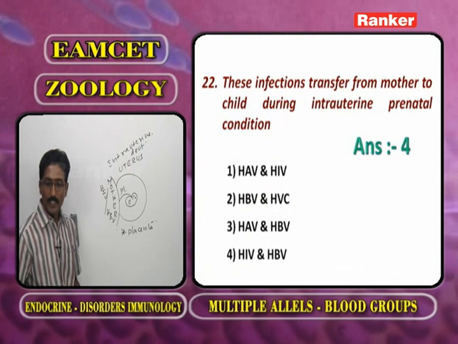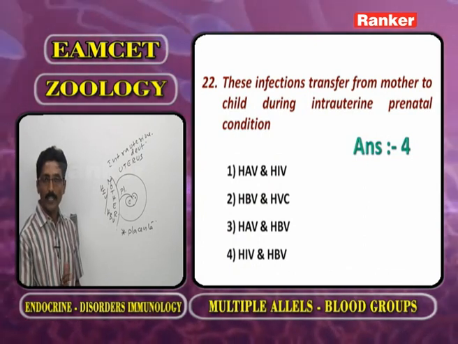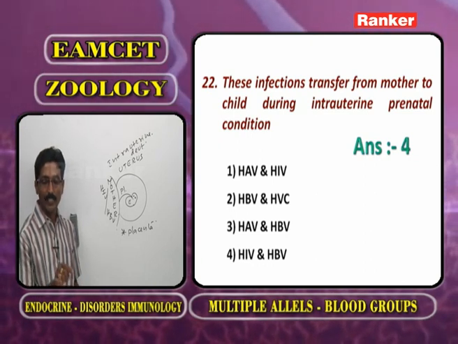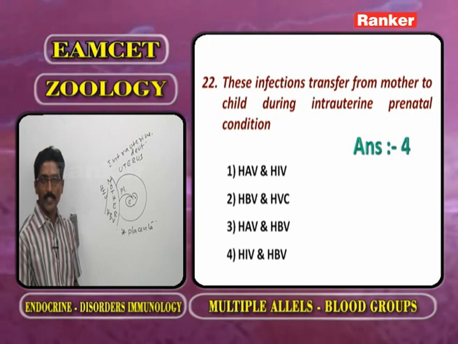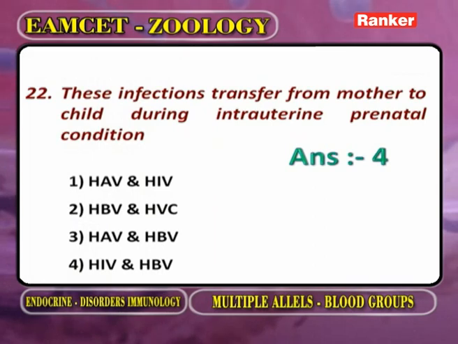Now here, these infections transfer from mother to the child during intrauterine parental condition. That is, one is the HIV virus and the second one is the HBV virus. Now the next question.